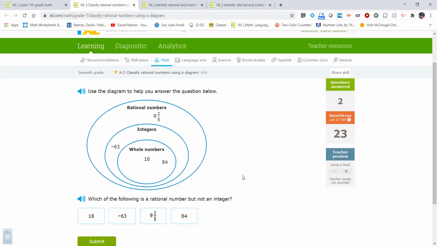All right, which of the following is rational but not an integer? All right, so again, rational numbers are anything that can be written as a fraction. Integers cannot be fractions or decimals. Okay, so all of these are rational numbers. 18 and 84 are whole numbers and integers. Negative 63 is an integer, but only 9 2/5 is the rational number, but not any of these others.